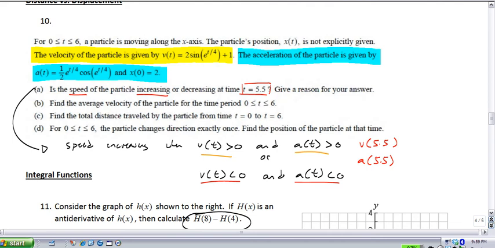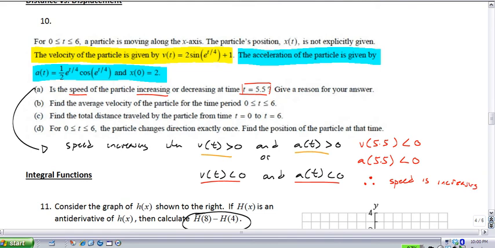Okay. I'm going to double check that I'm in radian mode. I wish you could see my calculator. I've got both equations in y equals. I'm going to go to the table set. Start at 1, increment by 0.5. Okay, so 5.5. They're both negative. V of 5.5 is less than 0. A of 5.5 is less than 0. Therefore, speed is increasing.